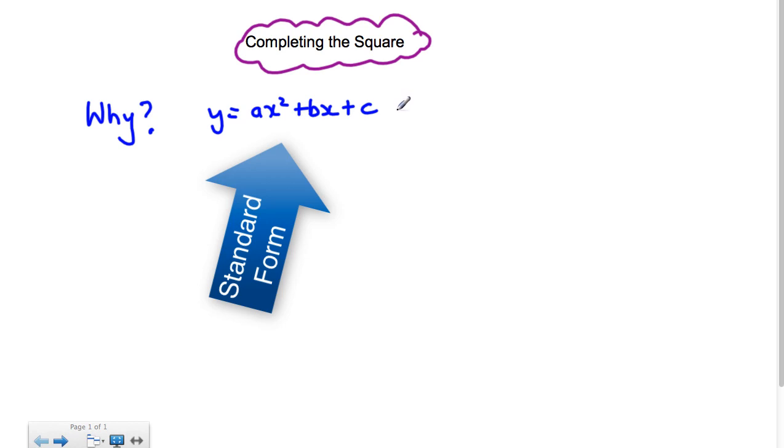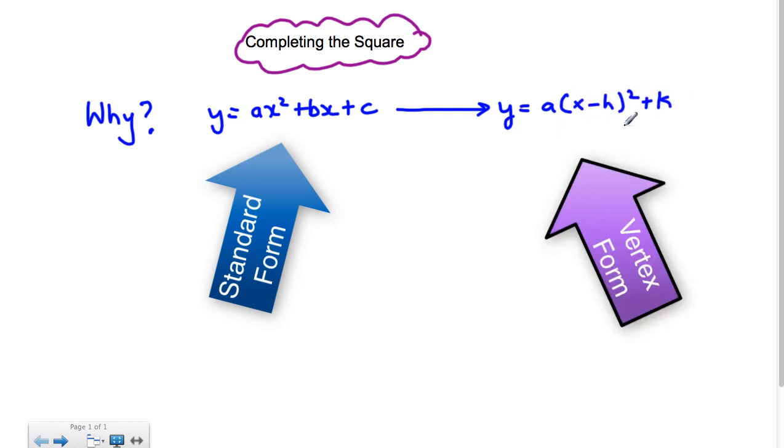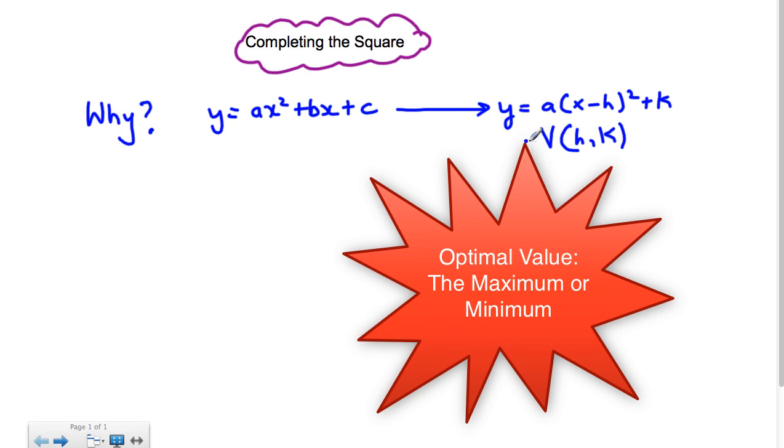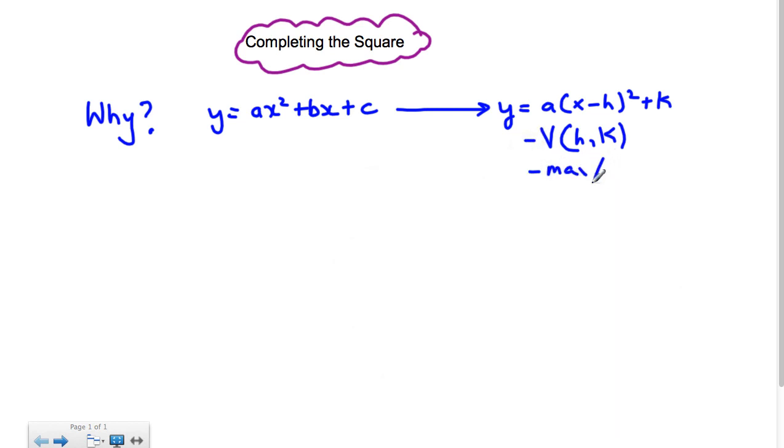And we want to change that to y is equal to a(x minus h) squared plus k, which of course is in vertex form. And we like vertex form because it tells us where the vertex is, of course at (h, k), and the step pattern, and so we can graph the function. The other thing that this is going to tell us is our optimal value. That is, when I'm graphing the function, it's going to tell me my maximum or my minimum value of the function, so where the vertex is, and we're going to see this a lot more in application type questions.